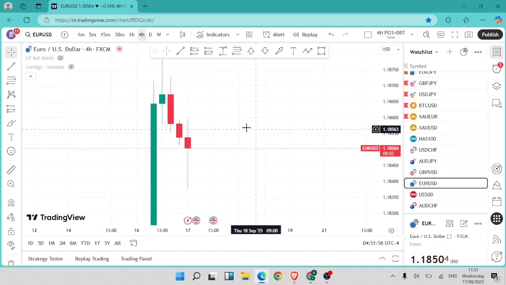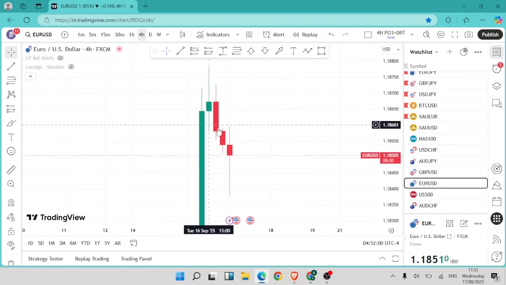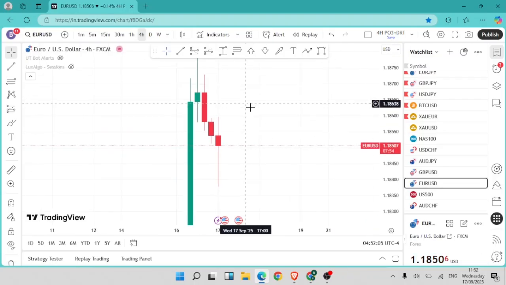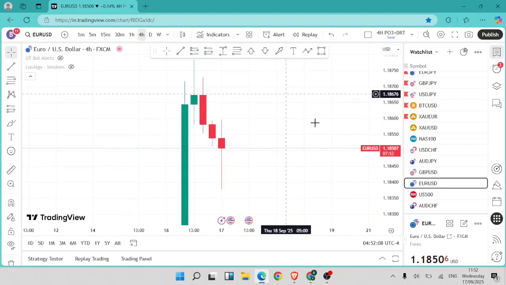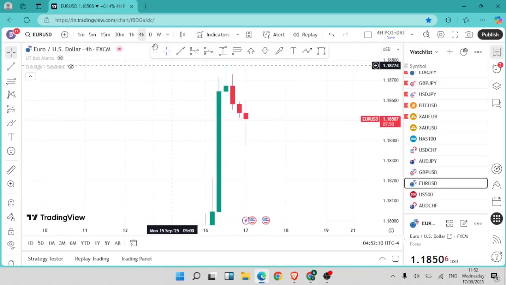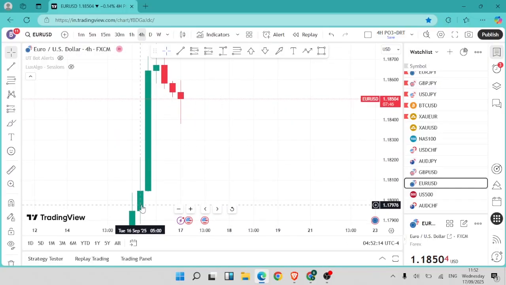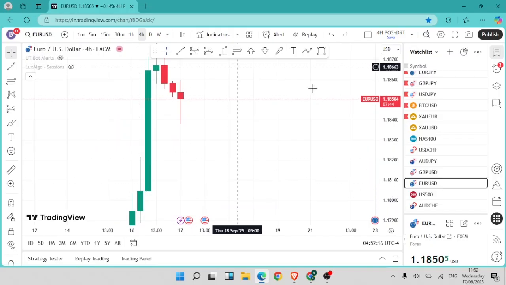This is Euro USD, yesterday's price action review. Today is Wednesday, 17th of September, and in the 4-hour time frame, you see that we had a massive push yesterday to the upside.